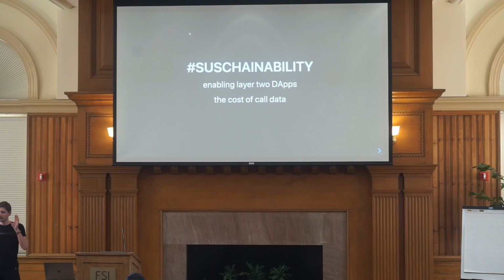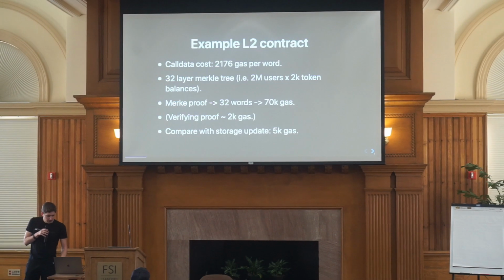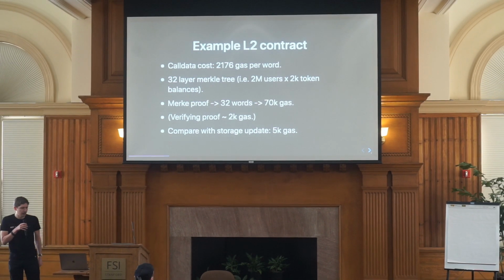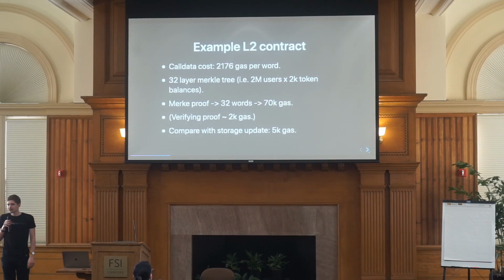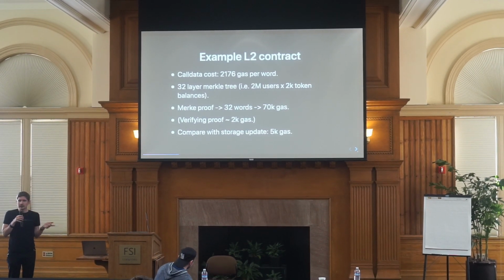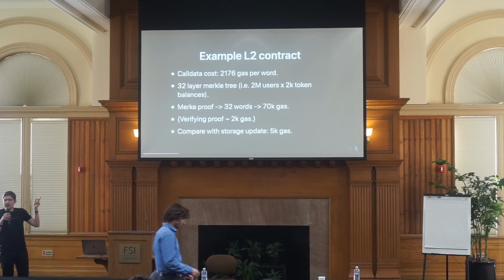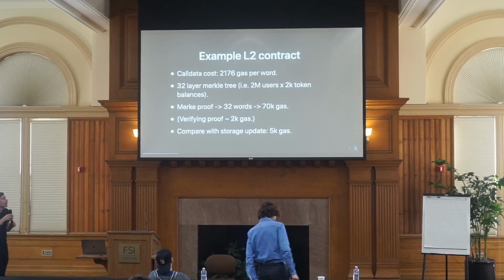which means taking storage off-chain. Right now, this seems infeasible because of the cost of call data. So let's take an example, layer 2 contract. The cost of call data is 68 gas per byte, which means 2,176 gas per word of 32 bytes.